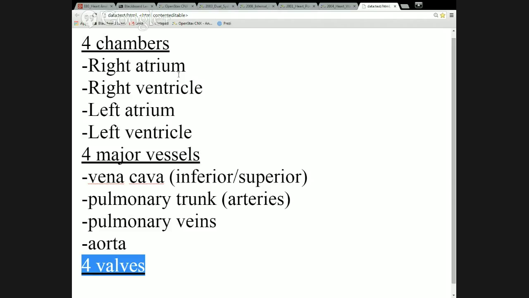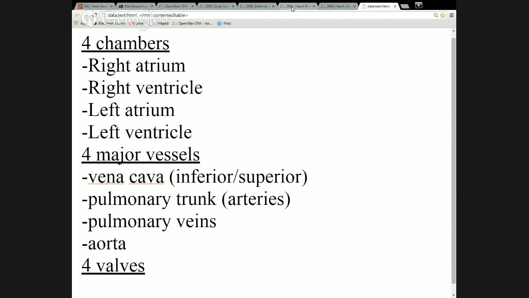So I set those things up kind of to follow the direction that blood moves through the system. Blood returns from the body through the vena cava to the right atrium, and then it goes into the right ventricle, where it's then pumped to the lungs through the pulmonary trunk into the pulmonary arteries. The pulmonary veins return that blood from the lungs after it's picked up fresh oxygen to the left atrium, and then blood goes to the left ventricle, which pumps the blood out through the aorta back to the body.